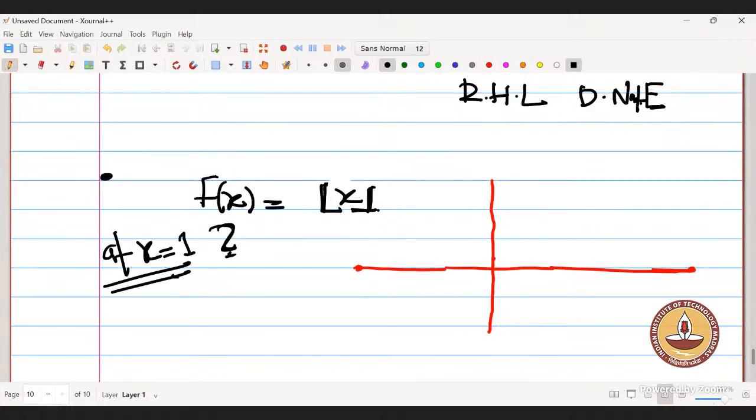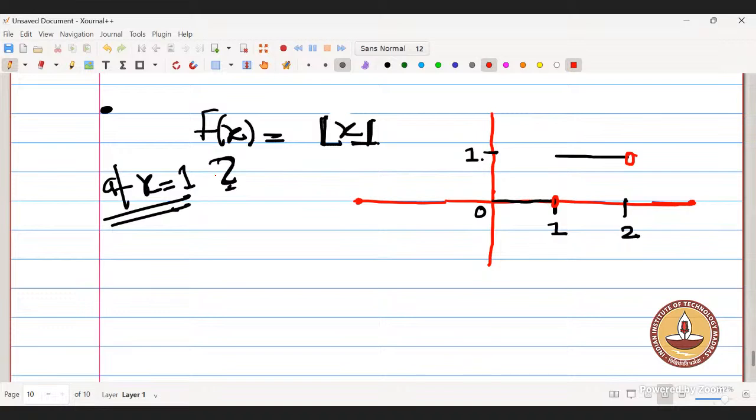So what will be the graph of this function? This is 0, this is 1. It will be a step function, right, sir? Yes, that is correct, but tell me how I can draw the graph. We start from 0, move towards 1, and then go up by one step. From 1 to 2, again one unit up. This point is not included, and similarly this point is also not included. So I want to compute the limit of the function at x equal to 1.